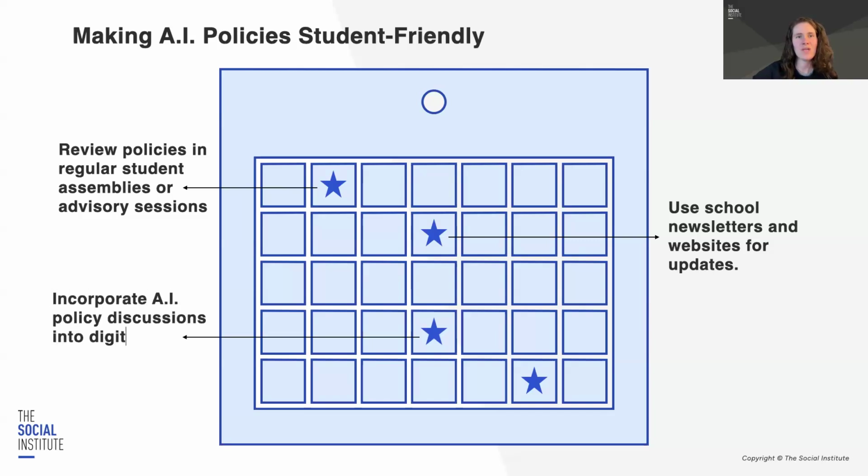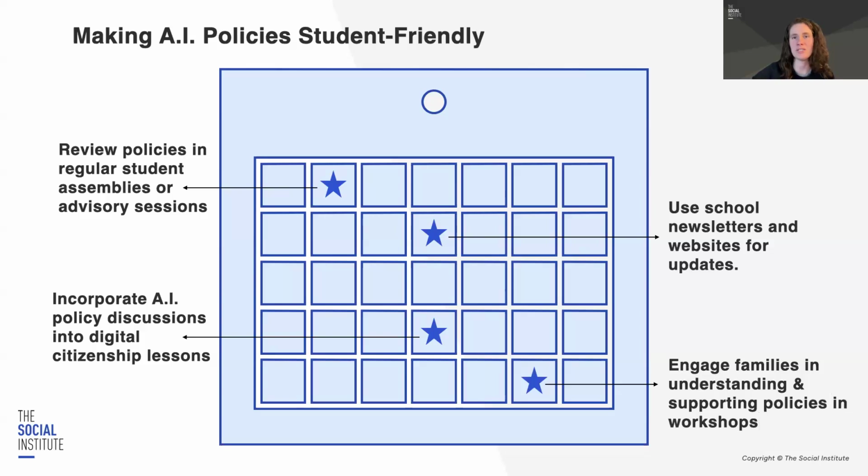A third thing here that we can think about is incorporating AI policy discussions into digital citizenship lessons. If you're having these conversations about good use of tech with your students, this can be an easy tie-in into a pre-existing slot or area during the day. And then the last piece here, engaging families in understanding and supporting policies and workshops. So again, different layers and levels of intensity on training and onboarding.